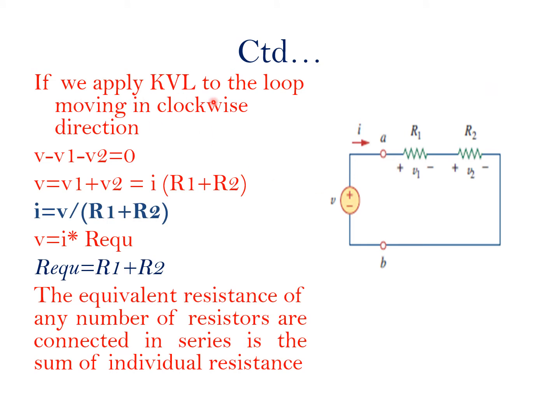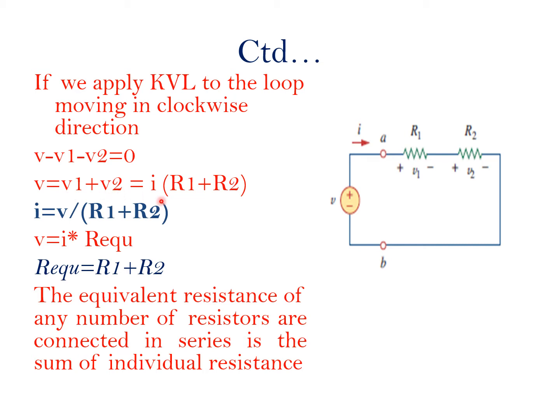If we apply KVL to the loop moving clockwise, what is V here? When the loop is moving in a clockwise direction, V is a voltage rise, V1 is a drop and V2 is also a drop. How to write the equation? V minus V1 minus V2 equal to 0. Or we can write V is equal to V1 plus V2.